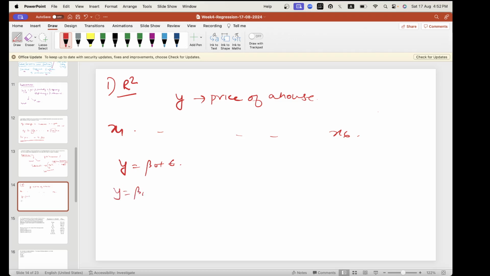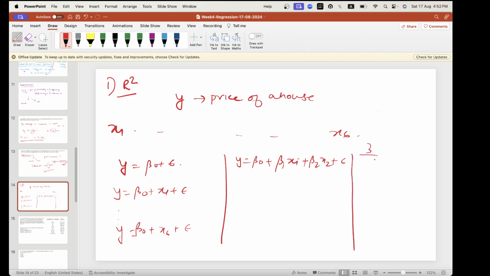Second thing is, it depends on one each, only 1 parameter. Then we take 2 at a time: Y equal to beta naught plus beta 1 x1 plus beta 2 x2 plus epsilon. Then we take 3 at a time, and so on. So if we have k minus 1 predictors, then we will have in total 2 to the power k minus 1 regression models.